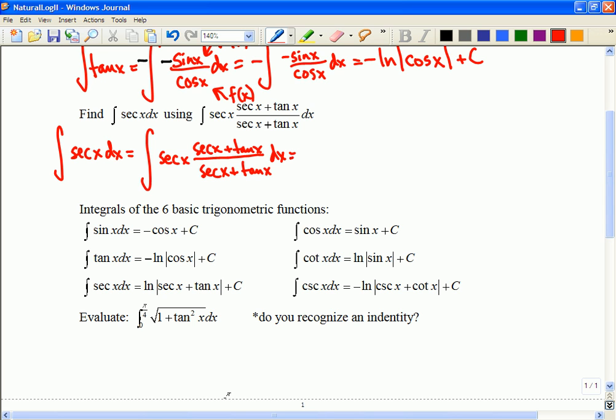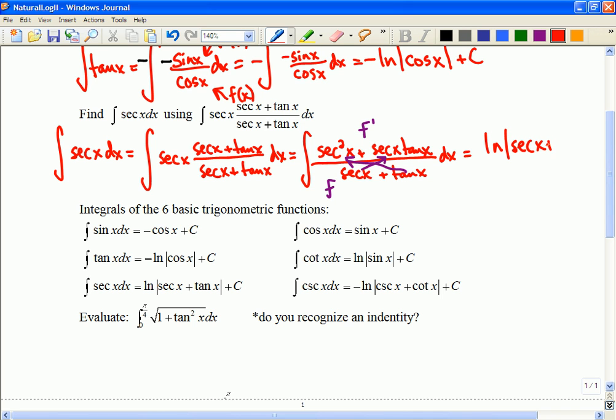Now, it's not really something you'd expect to come up with this creativity on your AP exam, but it's certainly something creative here. It's a clever trick, because now secant squared x plus secant x tan x is on the top, and on the bottom I have secant x plus tan x. And if you look, this secant x has a derivative of secant x tan x, and the tangent graph has a secant squared. So both of them are actually up there. We have the function here and its derivative here. So that means I can just use the natural log of secant of x plus tan x.